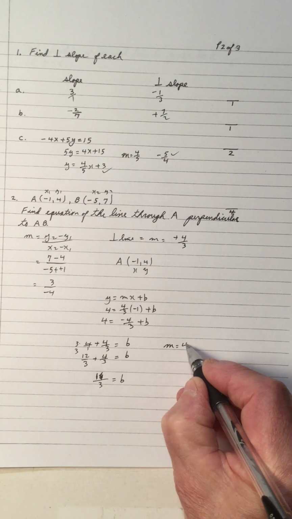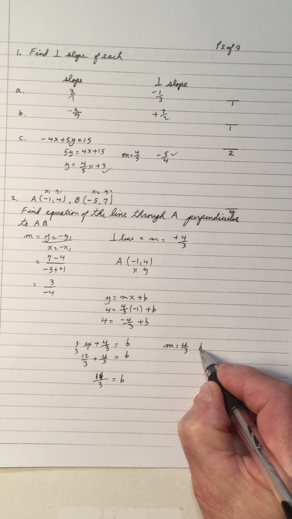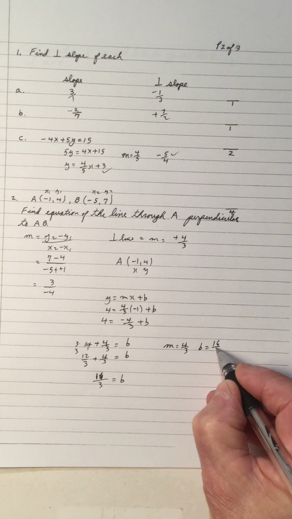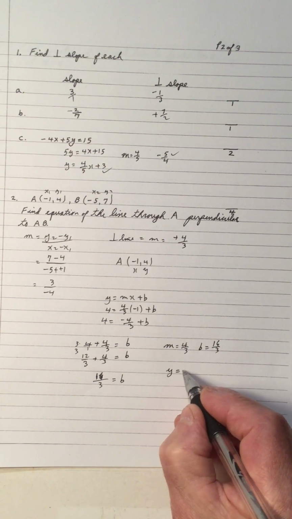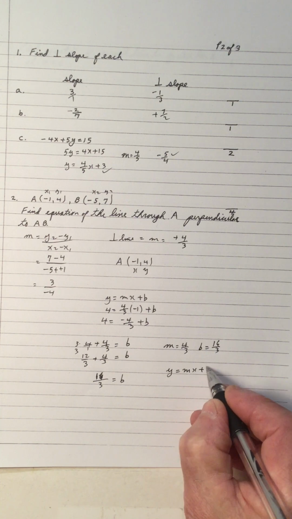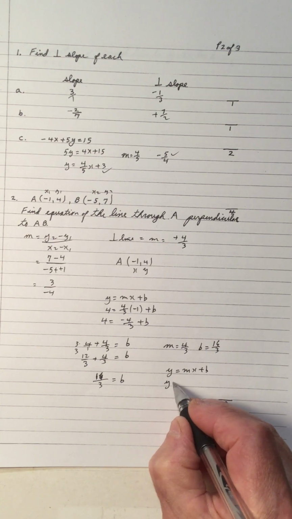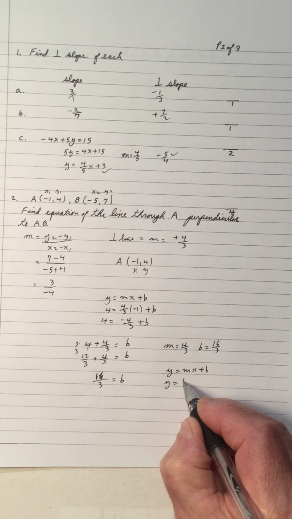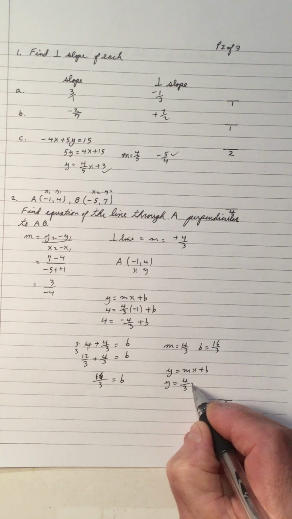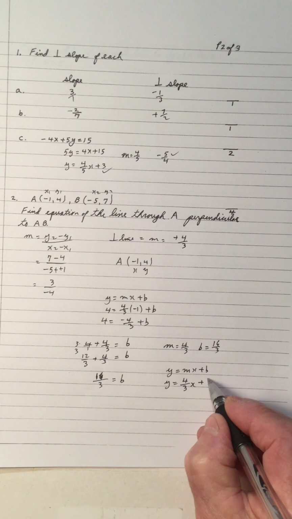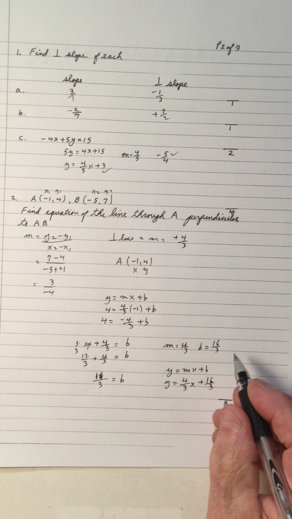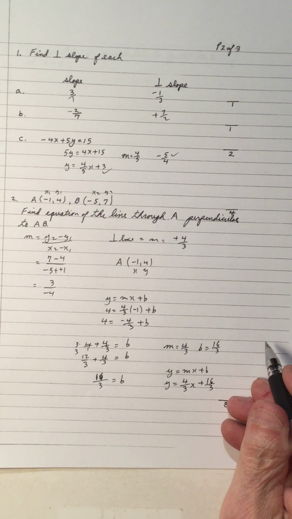And so now we have the slope of the perpendicular line, which is 4 over 3. We have the y-intercept, which is 16 over 3. So the equation, y equals mx plus b. Y, and the slope is 4 over 3 times x, and b is 16 over 3. And there's 4 marks for that one.